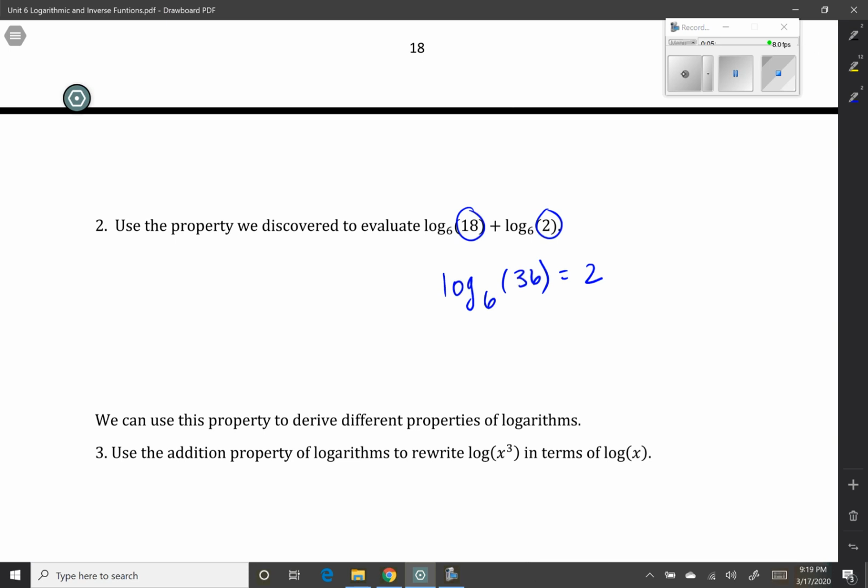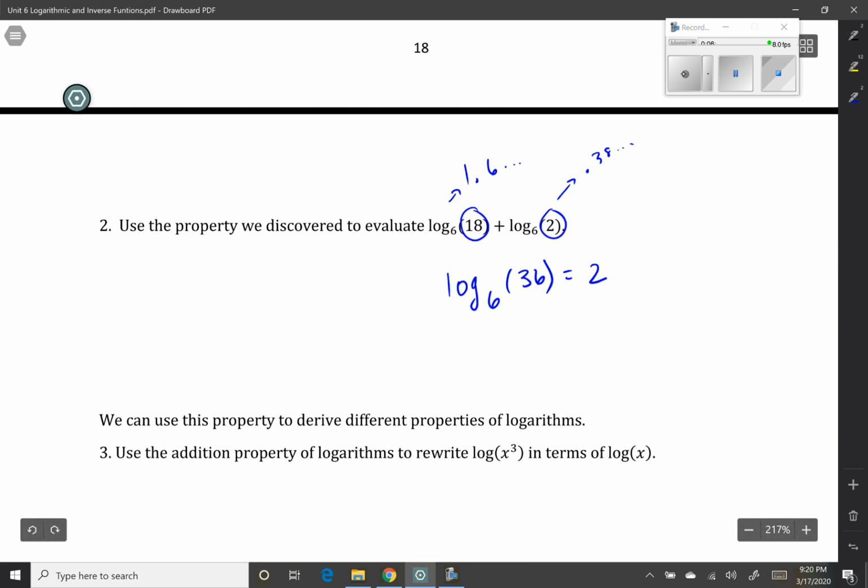Now, if I was to evaluate those logarithms separately, which I totally can do, if I go into my calculator, go to math, go to log base, put in a base of 6 and a value 18, I'm going to get like 1.6 something. And if I do the same thing, evaluate 2 instead of 18, I'm going to get 0.38 something. If I add those two decimals together in my calculator, I'm still going to get 2, but this is able to get it without having to use my calculator.